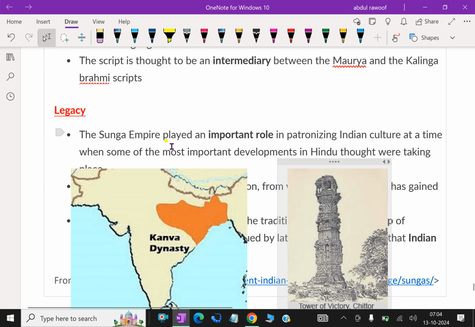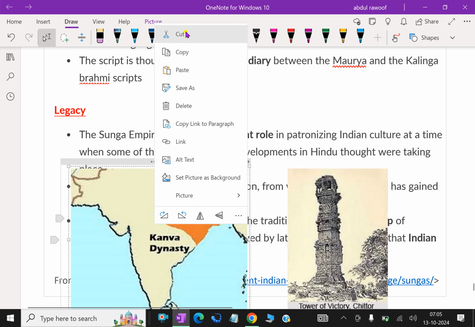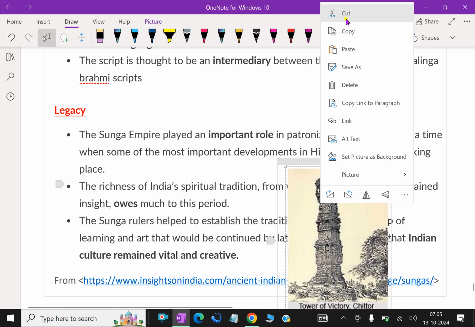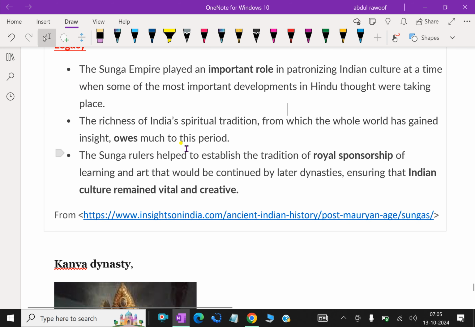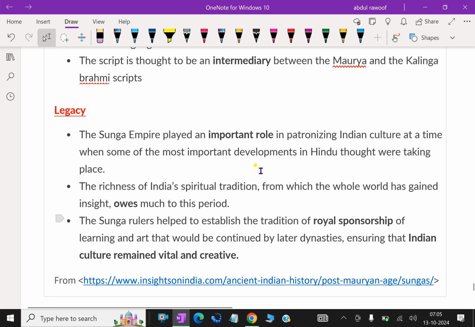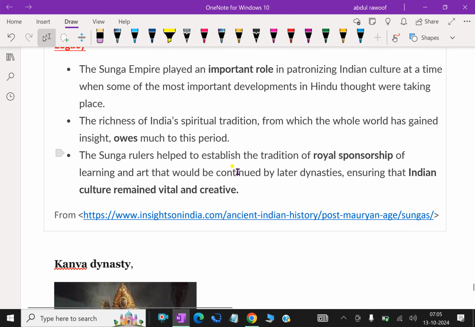Legacy. The Shunga Empire played an important role in patronizing Indian culture at a time when some of the most important developments in Hindu thought were taking place. The richness of India's spiritual tradition, from which the whole world has gained insight, owes much to this period. The Shunga rulers helped to establish the tradition of royal sponsorship of learning and art that would be continued by later dynasties, ensuring that Indian culture remained vital and creative.